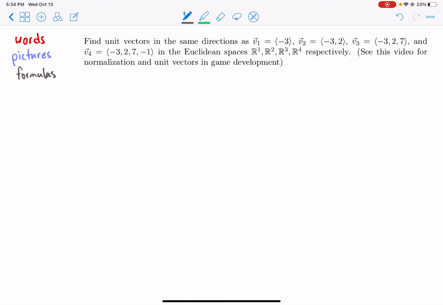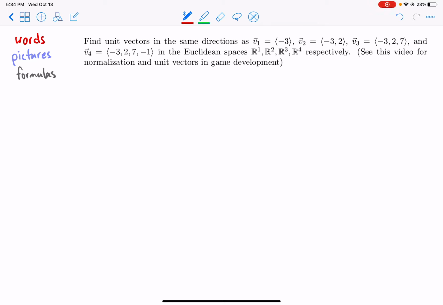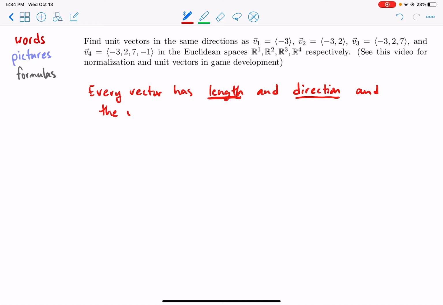Okay, this one's about unit vectors. So just to get started, I'm going to remind myself, what is a unit vector? Every vector has length and direction. And unit vectors, well, what are they? Unit vectors have length equals 1, okay?